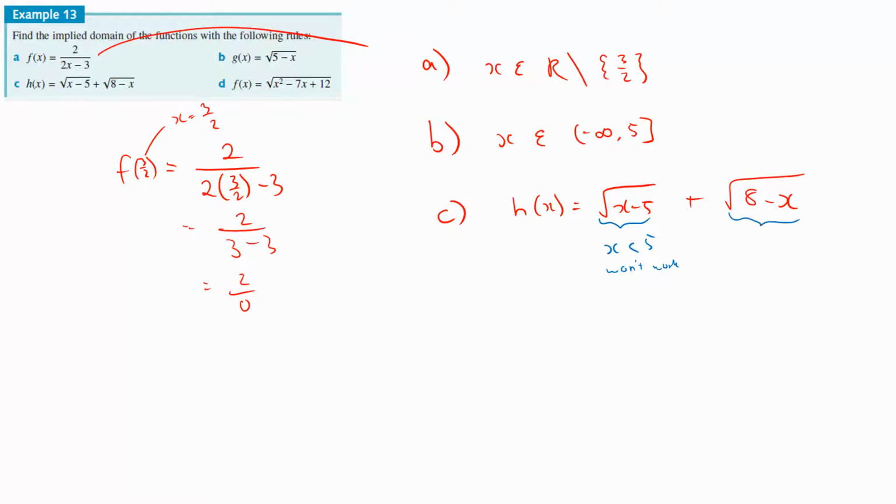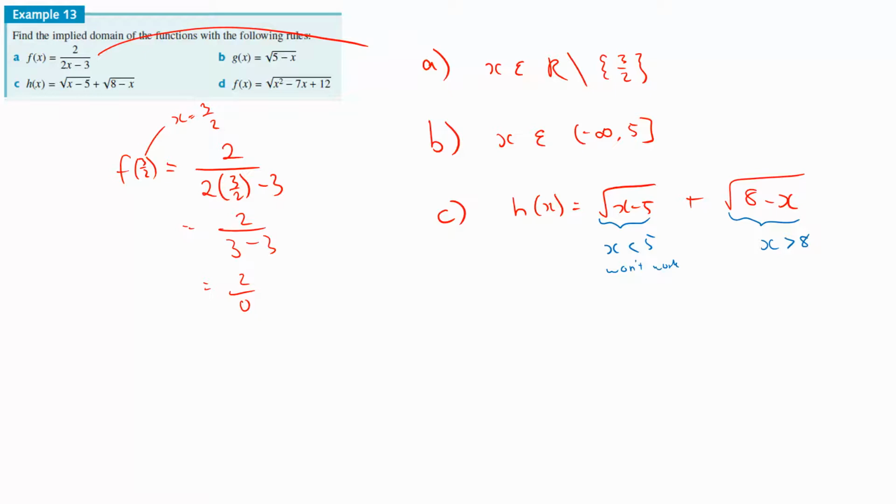What are the restrictions on this one now? Now, 8 minus x, if you have another square root, you have to look at it and say, well, what's the condition here? You can't have a negative. 8 take away 7 is fine, 8 take away 6 is fine, 8 take away 8 is 0, but 8 take away 9 doesn't work. And clearly, the restriction is if x is greater than 8.